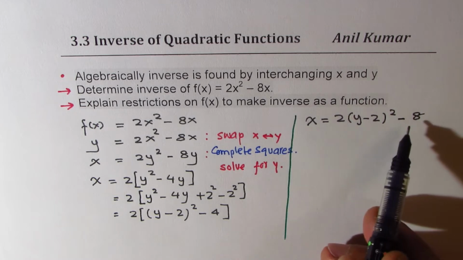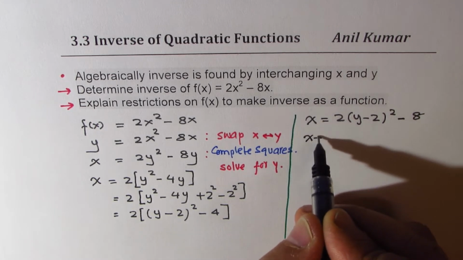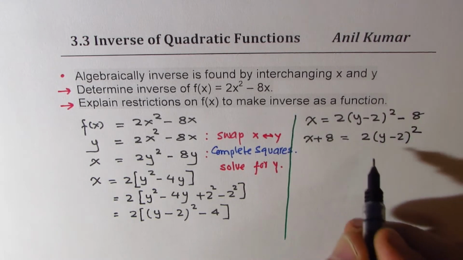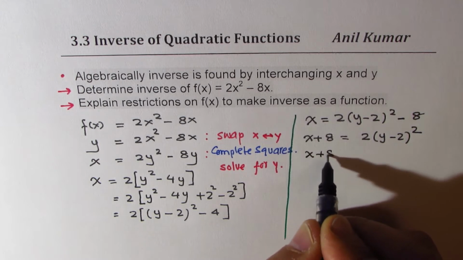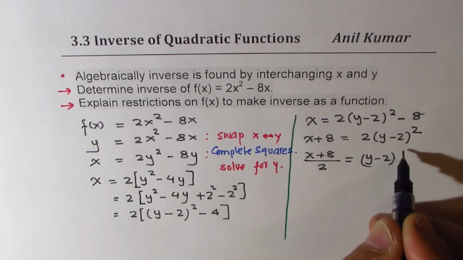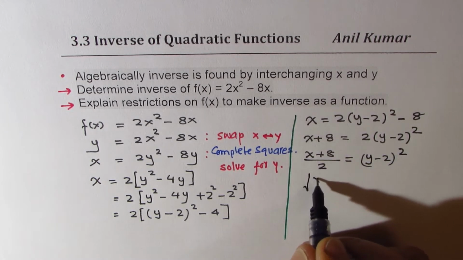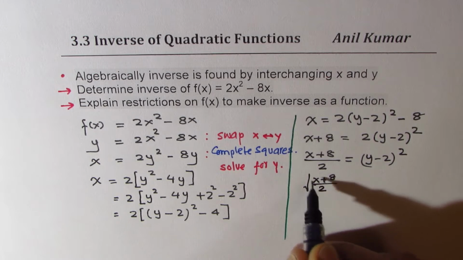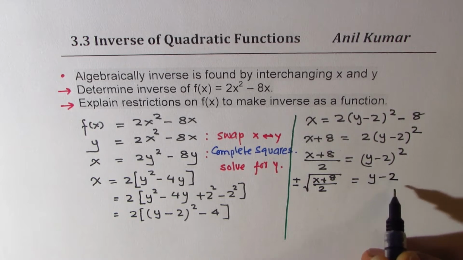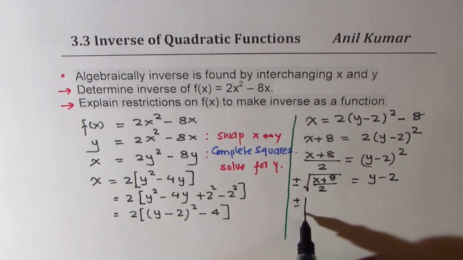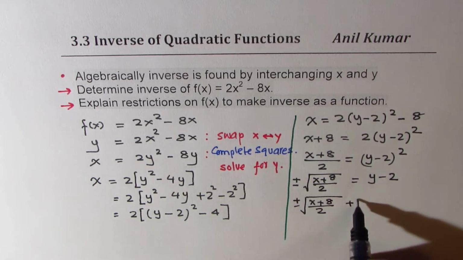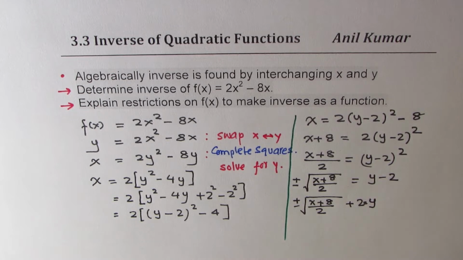Now we can isolate y. So we'll bring 8 to this side. So we get x plus 8 equals 2 times y minus 2 whole square, divided by 2. So we get x plus 8 divided by 2 equals y minus 2 whole square. Now take the square root. So whenever you square root, you have to do plus and minus. Don't forget this part, right? It's another critical part of this solution. Now bring 2 to this side. So we get plus minus square root of x plus 8 divided by 2, plus 2 equals y, right?